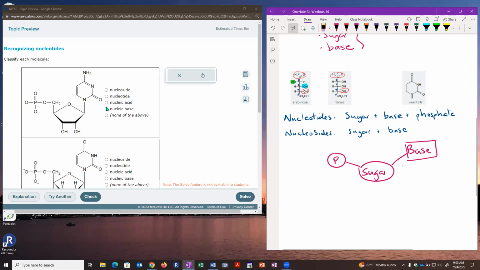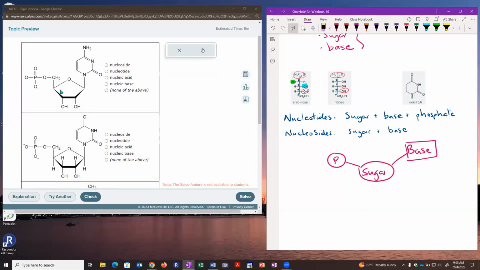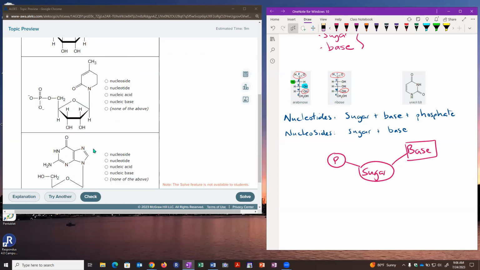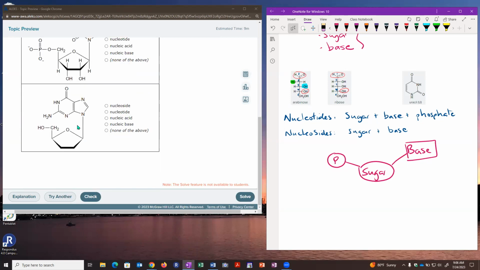So as you look through the different options here, you need to think about what components you see. In this first one, it looks like there's a sugar. Remember, the sugars are going to be in the ring structures because those are most stable. We have a nitrogen-containing base here on the right, and on the left side, we have our phosphate group. So that would be classified as a nucleotide. Same thing for the one down at the bottom, we have a nucleotide. As you go down, look at the last one: there's our sugar, there's a nitrogen-containing base, but we don't have the phosphate, so that would be an example of a nucleoside.